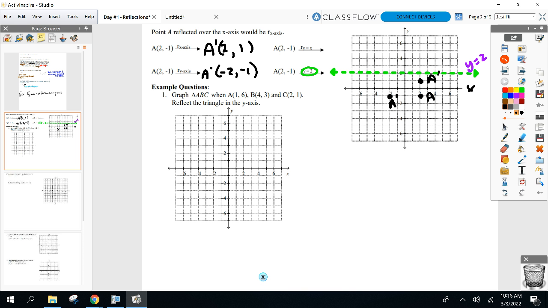All right, so everyone go back to A, 2, -1. Count. How many units away is A from Y equals 2? 3, so everyone go 3 on the other side. 1, 2, 3. And now you just have to name the point.